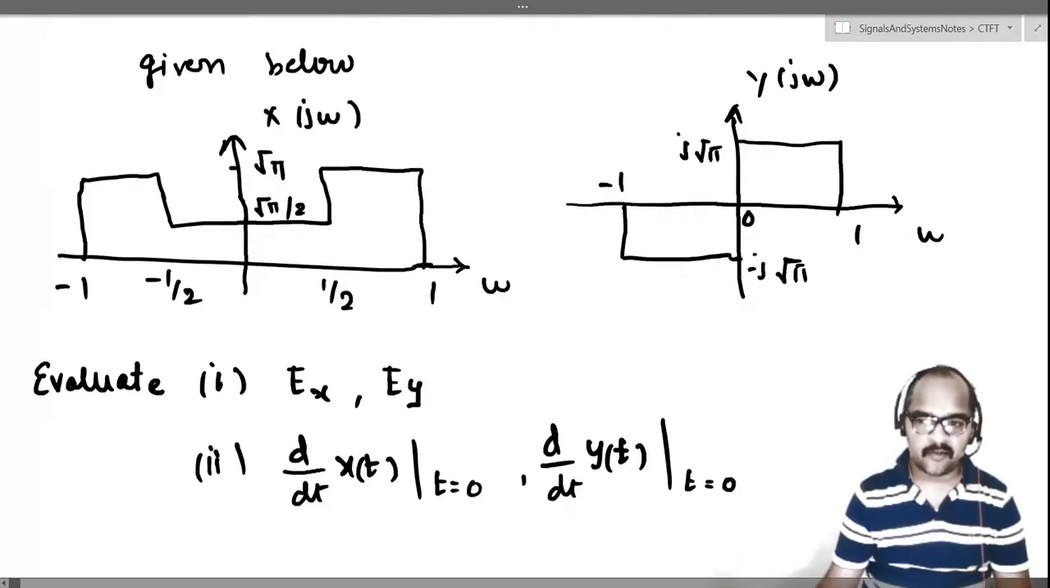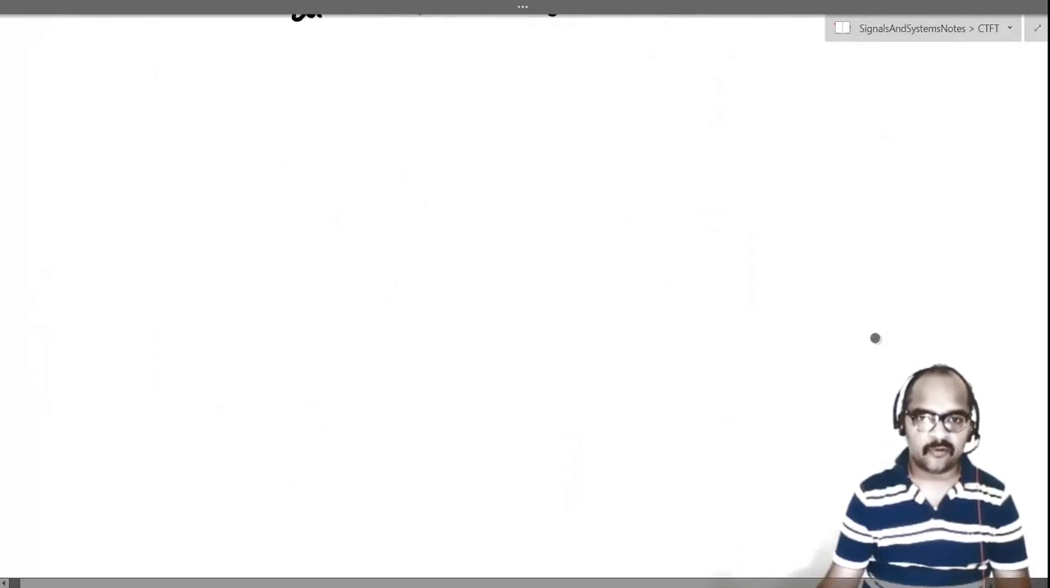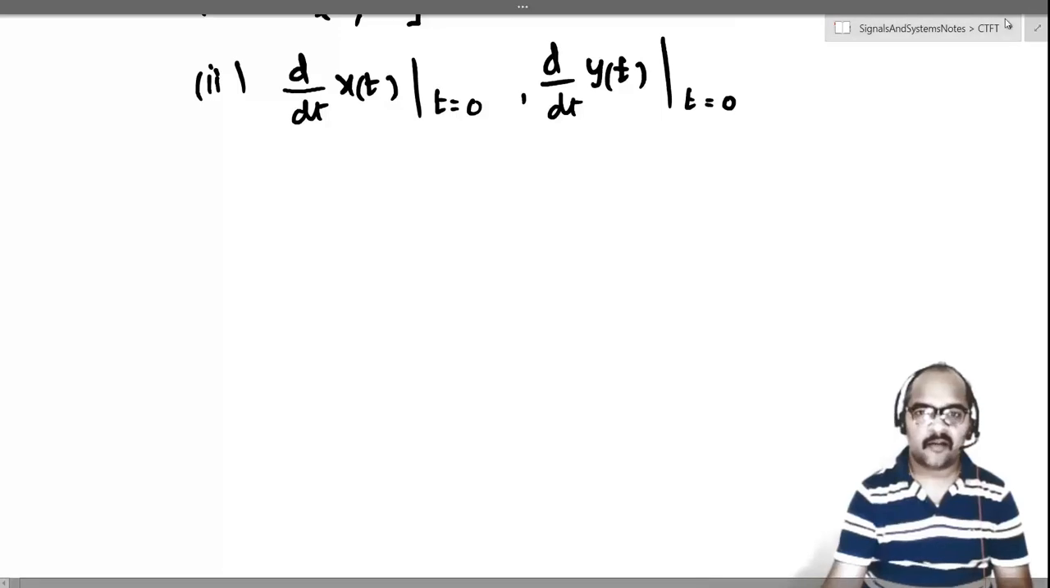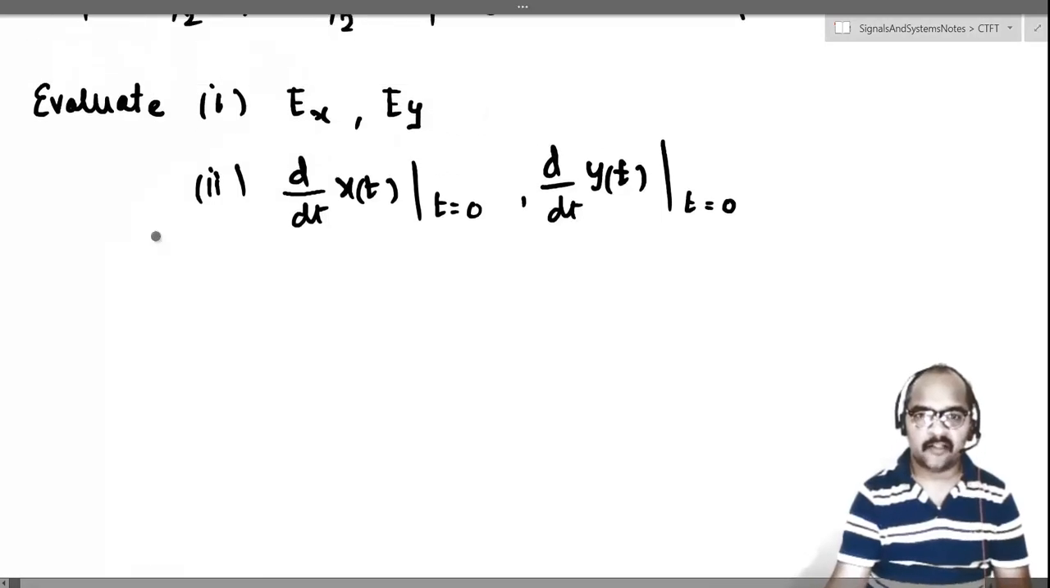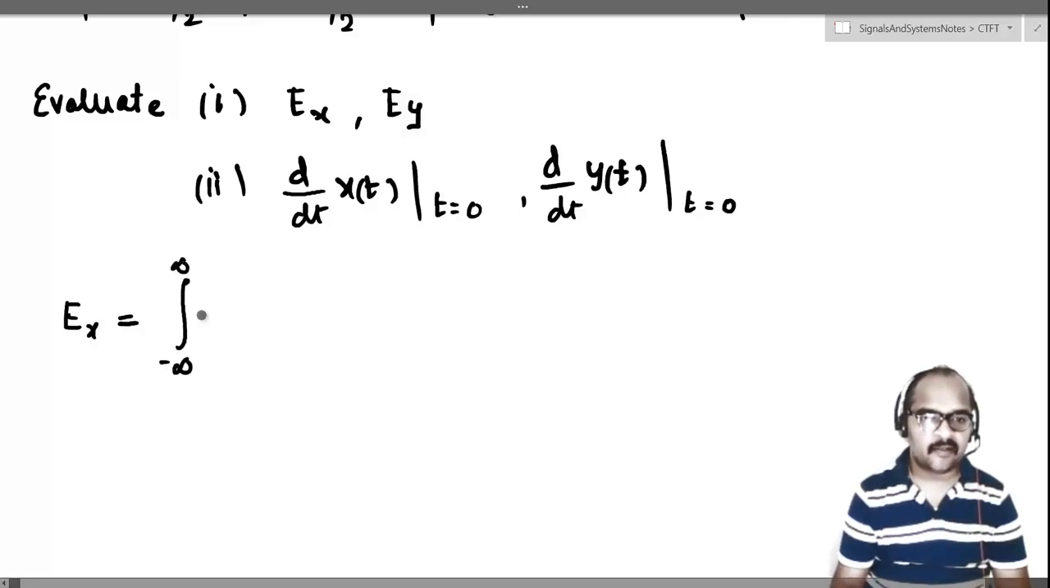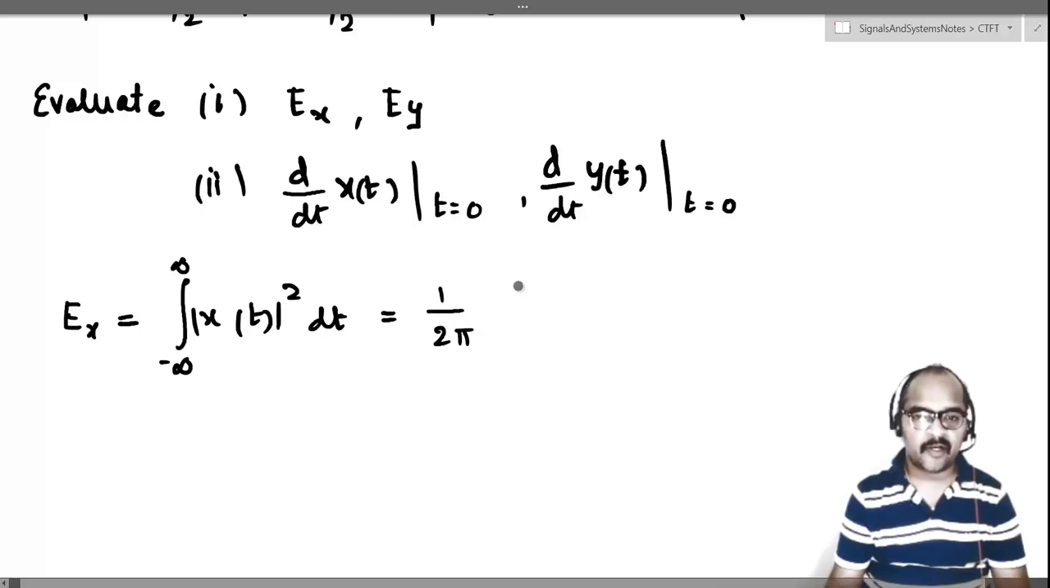Now let us try to evaluate energies of those two signals. First question is, we have to evaluate energies of these two signals. So first let us try to find Ex. Ex would be equal to integral minus infinity to infinity modulus x square of t dt. And according to Parseval relation, this is equal to 1 by 2 pi integral minus infinity to infinity modulus of x of j omega whole square d omega.